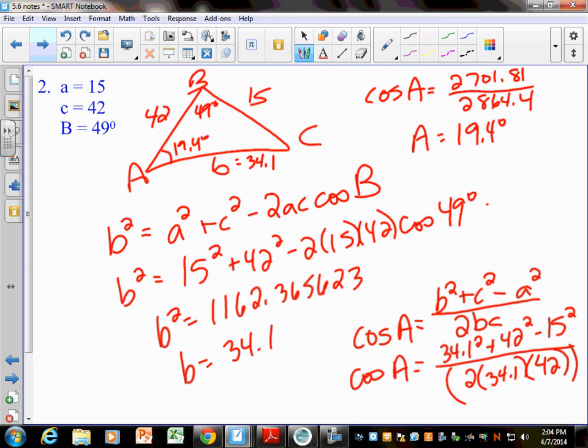This is where we had problems in second hour, because we solved for C first using law of sines, and if you do that, you get an acute angle, but obviously C is going to be an obtuse angle. So just don't do law of sines. It's the lesson of the day.